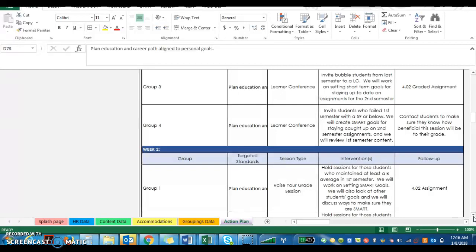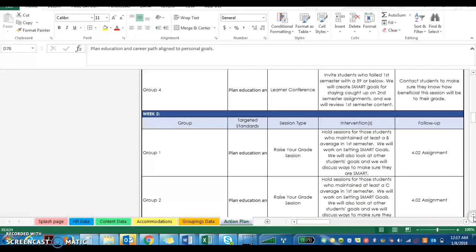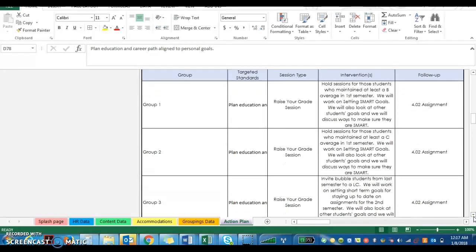And then invite students who failed the semester with a 59 or below to learner conferences. We're going to create SMART goals for them to stay caught up in Learning Cycle 2. I'm also going to contact those students. Most of my students who failed last semester did so because they did not turn in any assignments. So I'm going to make sure to reach out to those students, not only by inviting them to learner conferences, but by phone calls, emails, everything, BBC Blast.